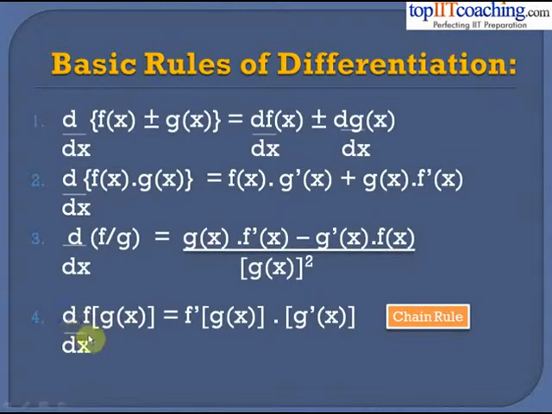The fourth is d by dx of f of g of x. So if we have a composite function, then the differential coefficient is equal to f dash of g of x into g dash x. Now this is a very important rule and it is called the chain rule of differentiation. Now why does this happen? Let's see the proof of this.